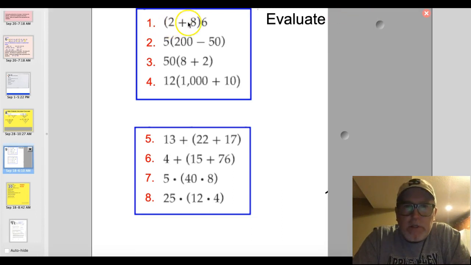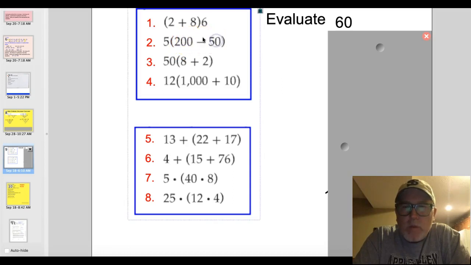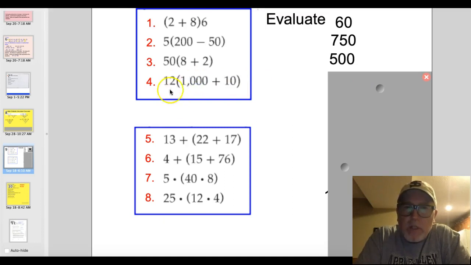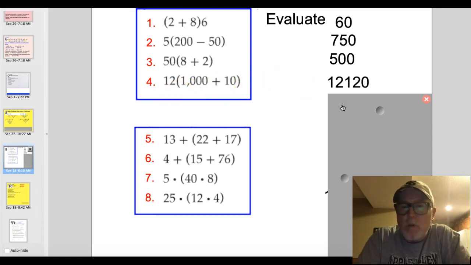Well, here this is going to be 10. 10 times 6 is going to be 60. So I didn't need to use a property there. This one here, some people don't know that 200 minus 50 is 150, what that is times 5. So I'm going to do it this way. Here's 1,000. This is 250. 1,000 minus 250 would give me 750 there. It's the same thing as 5 times 150. This one here, I'm not going to use the property. 8 plus 2 is 10. 10 times 50, that's going to give me 500. This one here, I'm definitely going to use the property. So here's my 12,000 here, and then here's 10 times 12, that would be 120, so that'll be 12,120.